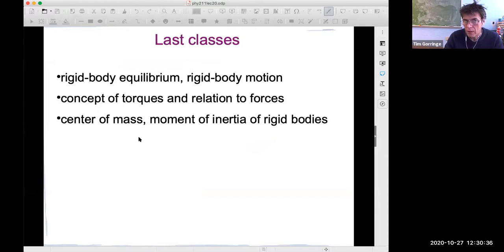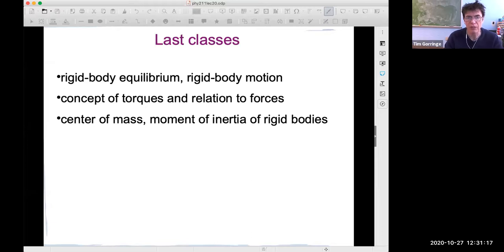Over last Tuesday's class and last Thursday's class, we talked about rigid bodies, and in particular, rigid body equilibrium and rigid body motion. To understand and explore rigid body equilibrium and rigid body motion, we had to introduce torques and understand the concept of torques. Torques create rotational motion like forces create translational motion.